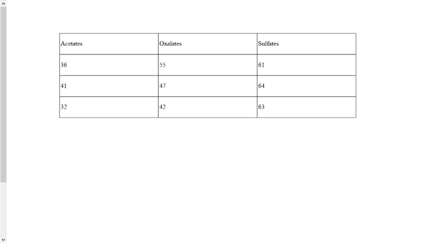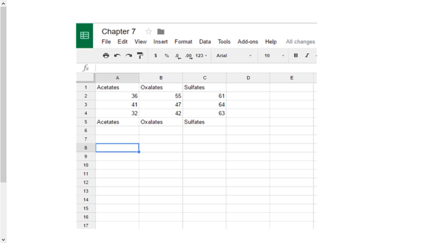The acetates are 36, 41, and 32, and those are parts per million. Oxalates likewise 55, 47, and 42, and sulfates 61, 64, and 63. First thing you want to do is get a Google Sheet open, and you're going to place the data in like this. Remember that it's going to be A, B, and C columns, and then we're going to fill in 1 through 4, and then remember to repeat. You see in row 5 we repeat the titles for graphing purposes. Makes it easier.